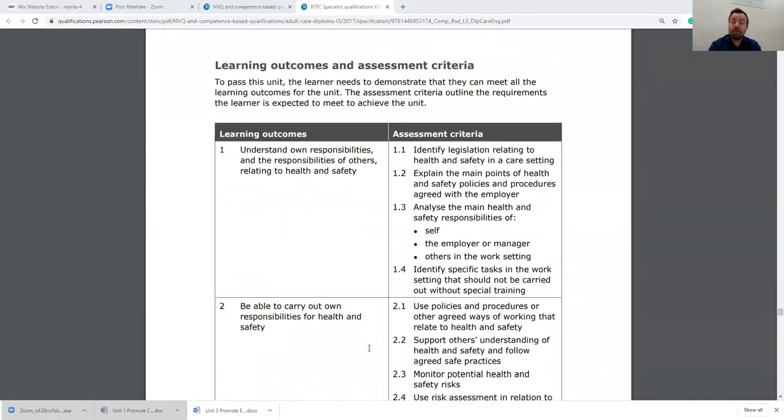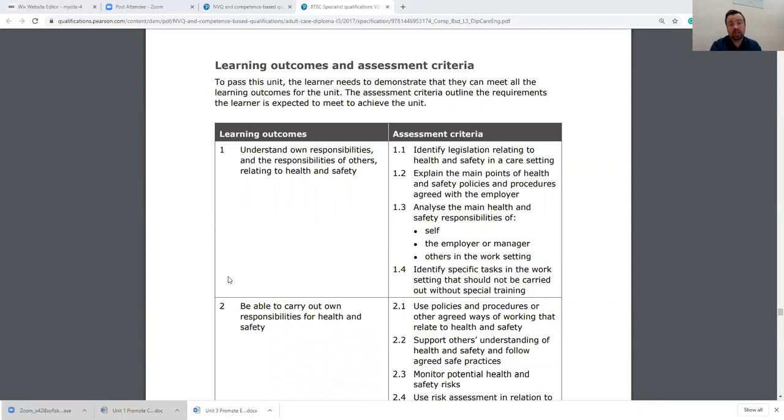And remember, there's going to be conflicts here, and there's going to be certain times when people are going to ask you to do things, and your duty of care will simply be not to, because obviously it's not safe. Health and safety at work. So let's look at what we've got.